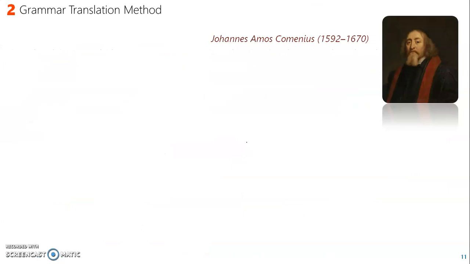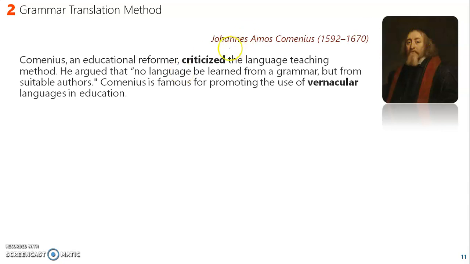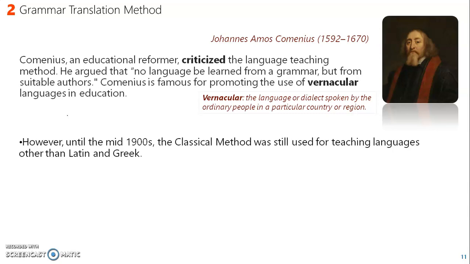Now, there was a turning point in the 17th century when a reforming educator called Johannes Amos Comenius objected to that way of language teaching through grammar only, and he promoted the use of vernacular languages in education. By vernacular, we mean languages that are spoken by a certain group of people in a certain country or region. Comenius was against teaching Latin and Greek grammar when there were more important languages that are being spoken in Europe.